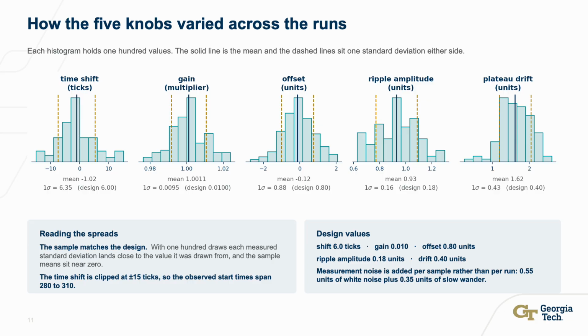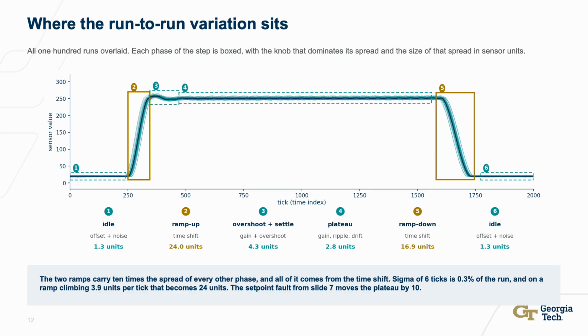It is white noise of about half a unit plus a slower wander of about a third of a unit. Now the slide that sets up the whole rest of the lecture. The previous slide showed the knobs in their own units: ticks, percent, or units of signal. Those are not comparable to each other. This slide converts all of them to the same currency, which is the sensor units of the trace. All 100 runs are overlaid.